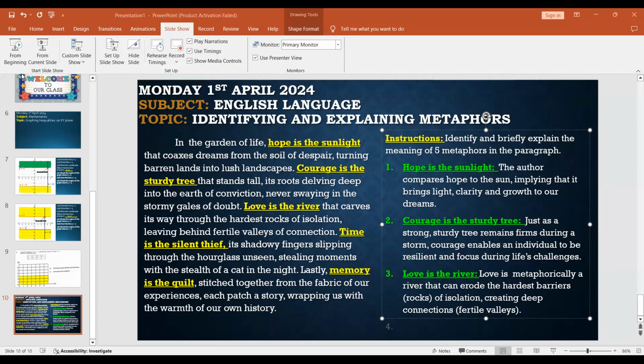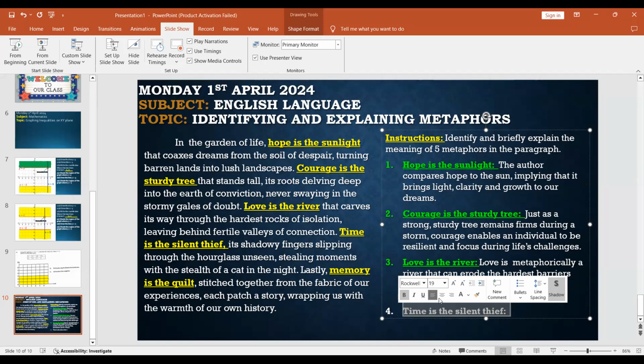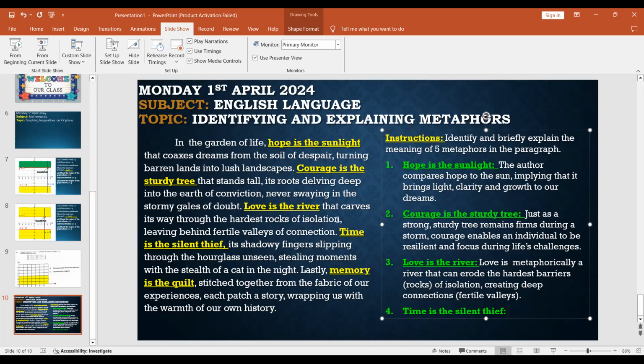So time. Oh, let me write this down. Time is the silent thief. Please write this down for me, please. Time is the silent thief. Time is the silent thief. Okay, okie dokie. So time is a silent thief. Time is a silent thief.